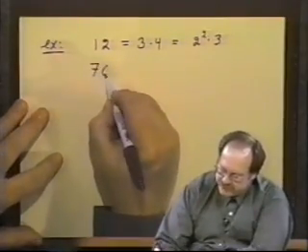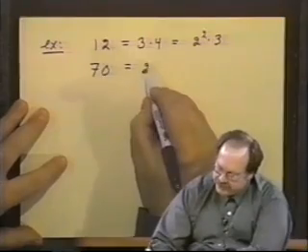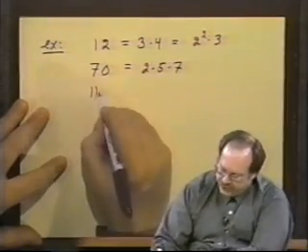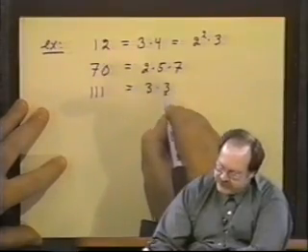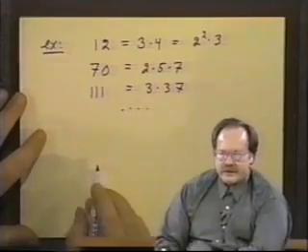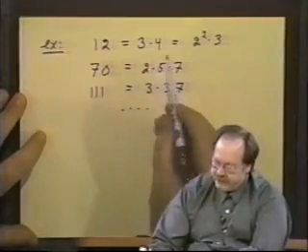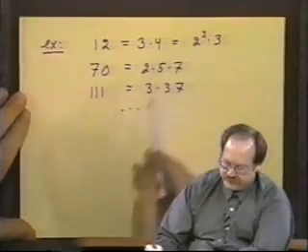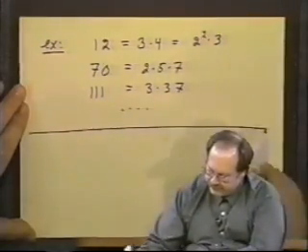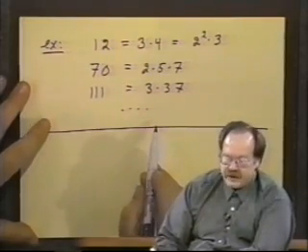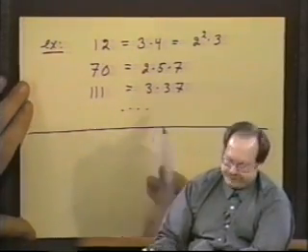Let me do a few more examples. 70 can be written as 2 times 5 times 7, for example. 111 can be written as 3 times 37, etc. All the natural numbers can be written as products of prime numbers or possibly powers of prime numbers. And as I said before, and we'll define it again in a little bit, factors are things that are multiplied.